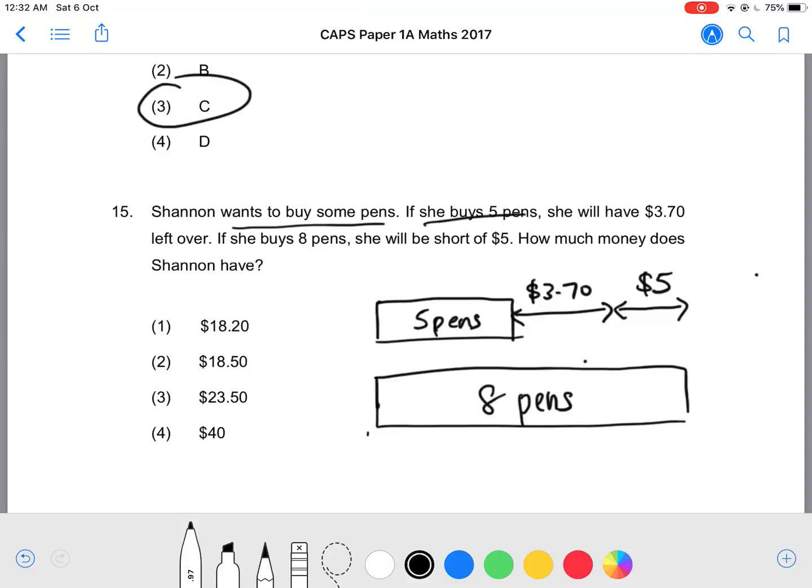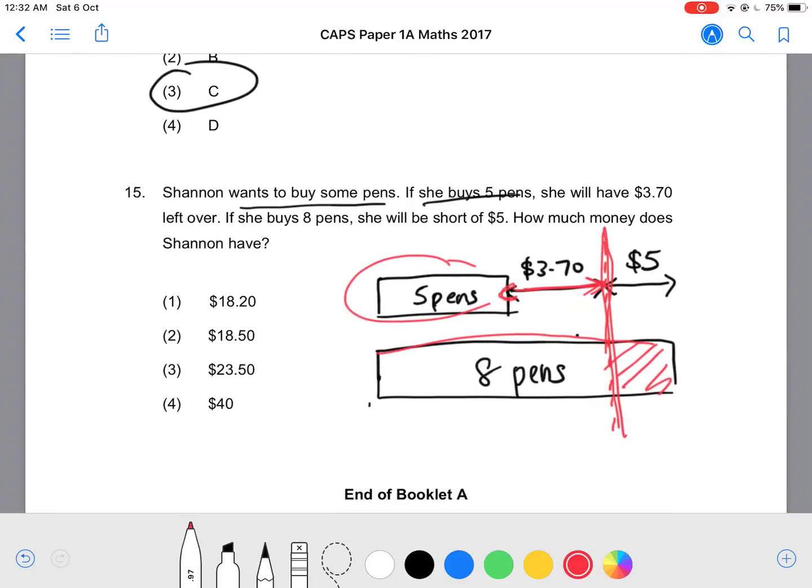Alright, so basically this is to say that this is the amount of money you have. If you buy 5 pens, you have $3.70 to keep in your pocket. If you buy 8 pens, you are short of $5. You don't even have that $5. So this is the amount that you have actually. Alright, so the difference of 3 pens would be $3.70 plus $5, so that's going to be $8.70.